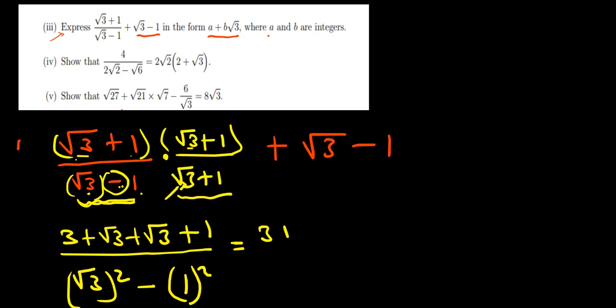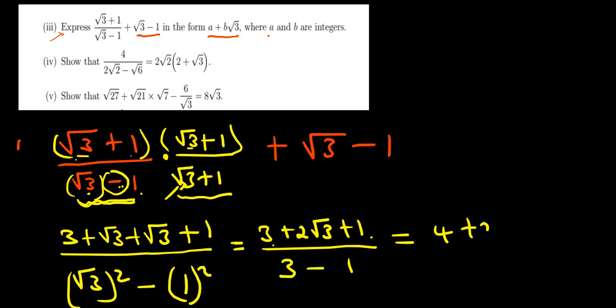So this here is going to give us 3 plus 2 root of 3, and then plus 1, divided by root of 3 squared, which is 3, minus 1 squared, which is 1. So this here will be equal to 3 plus 1, which gives me 4, plus 2 root of 3, and then in the denominator I'm going to have 2. So I can divide this. 2 into 4 is going to give me 2, plus 2 into 2 root of 3, it will be 1, so that will be root of 3.